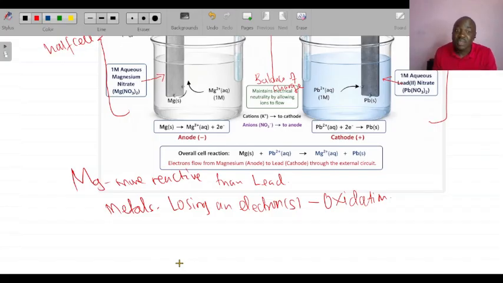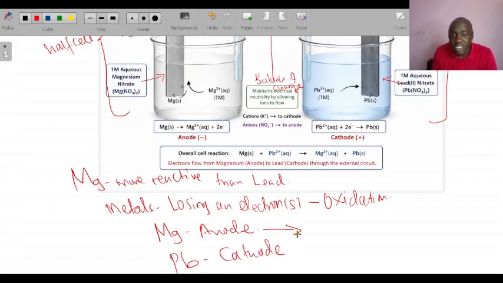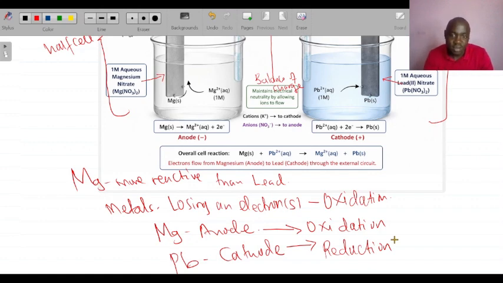So we shall ask ourselves, between lead and magnesium, which one can easily undergo oxidation? It's magnesium, because magnesium is more reactive than lead. So in this case, because magnesium is more reactive, it represents our anode, and our lead represents the cathode. We are going to see that at the anode, that is where we shall have oxidation taking place, and at the cathode, that is where we are going to see reduction taking place.